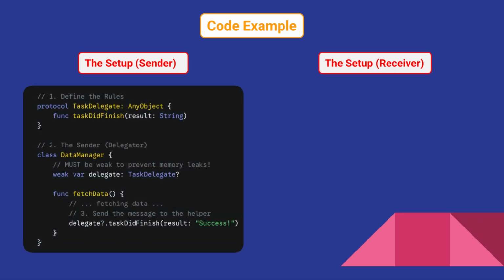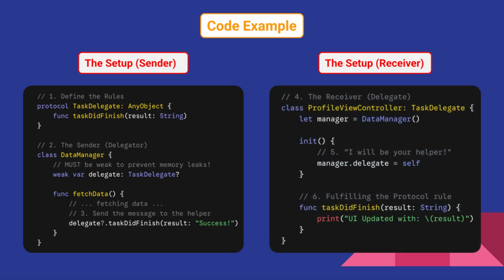Looking at the sender setup on the left, step 1 is defining our rules in the task delegate protocol. In step 2, inside our data manager, we create a weak variable for our delegate. When the data finishes fetching, the manager simply calls delegate.taskDidFinish to pass the success message along.